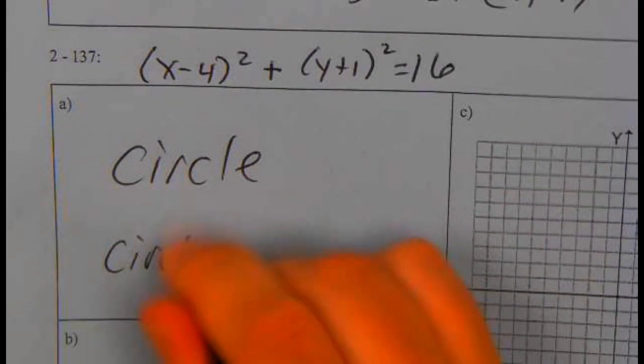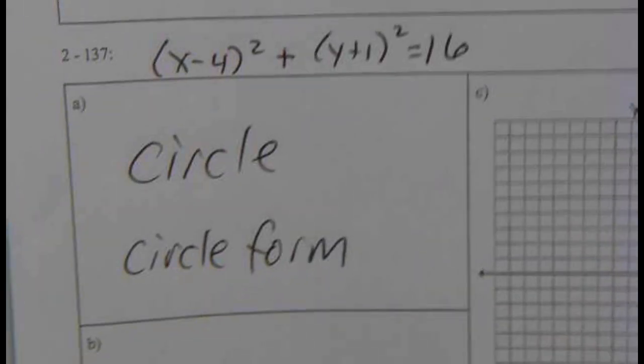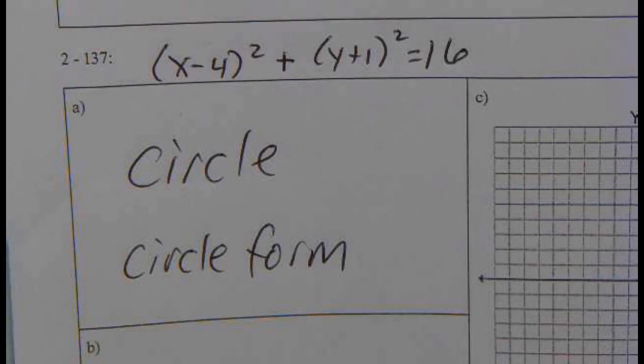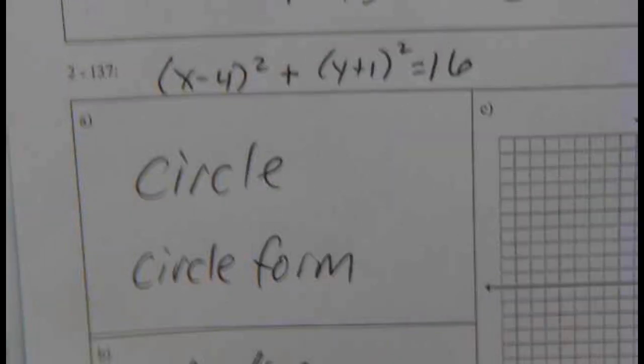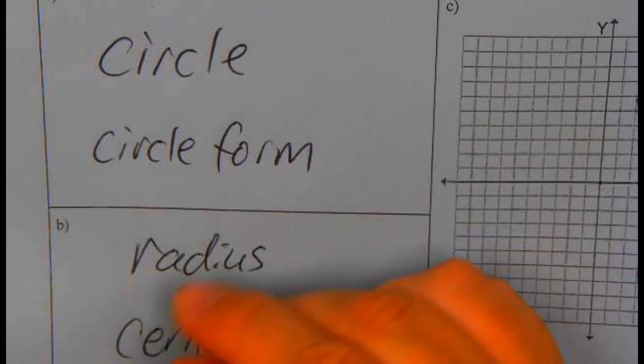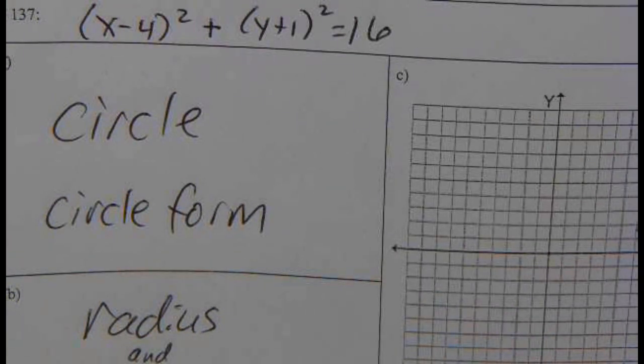It says, how could you tell? I'll say it's in circle form. All right. Then it says, what information can you learn about the graph just by looking at the equation? 2 things you could tell from the equation. One is the radius. The other is the center of the circle, right? So, radius and center. And so if we have it in nice circle form like this, they call this standard form of a circle. Okay?